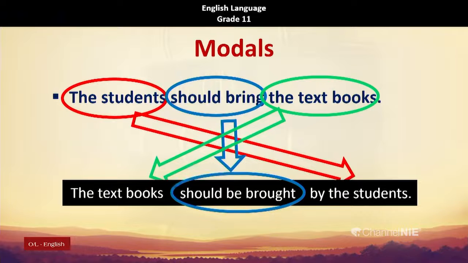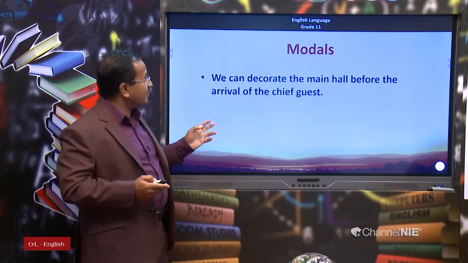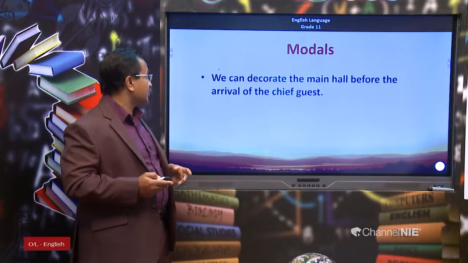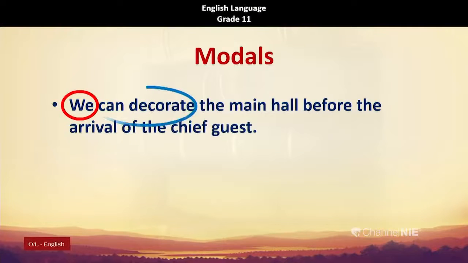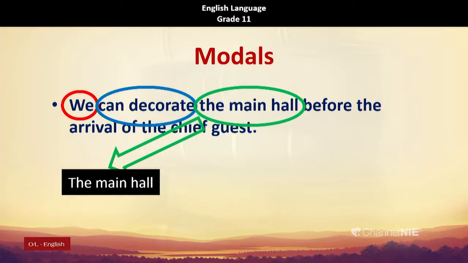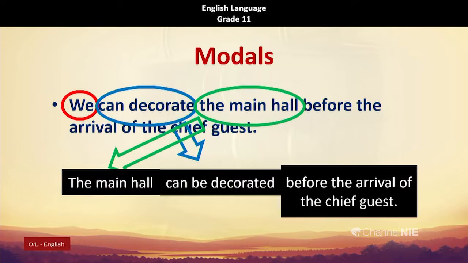Let us have a look at another example. We can decorate the main hall before the arrival of the chief guest. We, the subject, can decorate is the verb, the main hall is the object. So, how can we convert this one into the passive voice? The main hall can be decorated before the arrival of the chief guest. Children, please note that I have not used the word we, I have not used the agent. Agent is omitted. Even without the agent, the sentence gives a complete meaning, so it is not that necessary for us to use the agent all the time in the passive voice sentences.